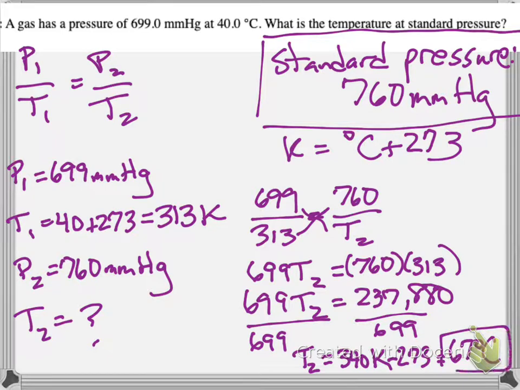And so to check our answer, we're going to make sure that our answer obeys Gay-Lussac's law. We would expect that the temperature would increase as the pressure increases, and to get it up to standard pressure, we would have to increase the pressure from 699 to 760. And it does look like the temperature increases from 40 degrees or 313 Kelvin to 67 degrees or 340 Kelvin. So the math seems to check out.